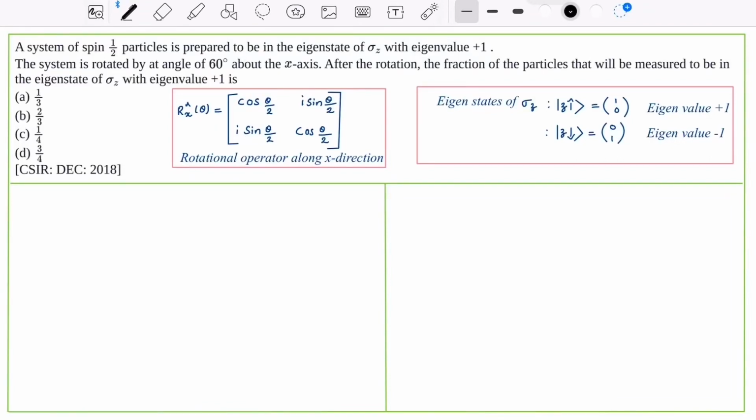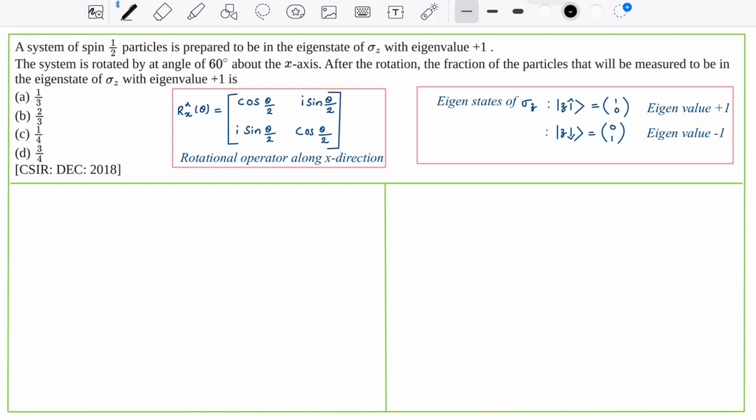Problem 122, Quantum Mechanics. The question is, a system of spin-half particles is prepared to be in the eigenstate of sigma z with the eigenvalue plus 1. The system is rotated by an angle of 60 degrees about the x-axis. After the rotation, the fraction of the particles that will be measured to be in the eigenstate of sigma z with the eigenvalue plus 1 is.